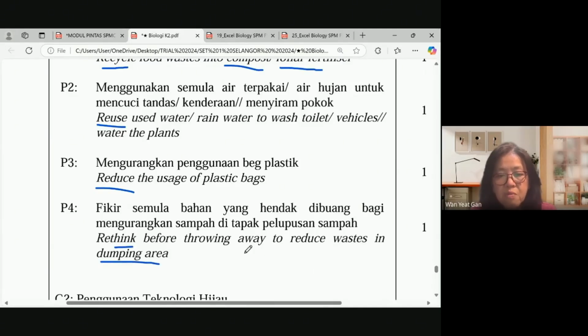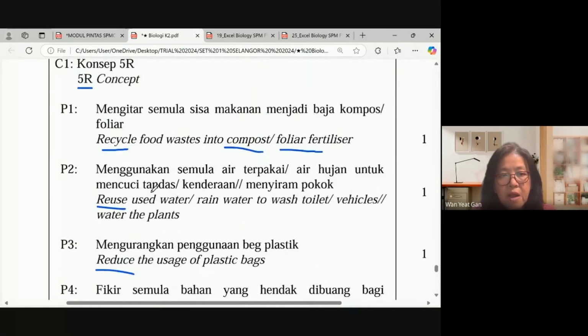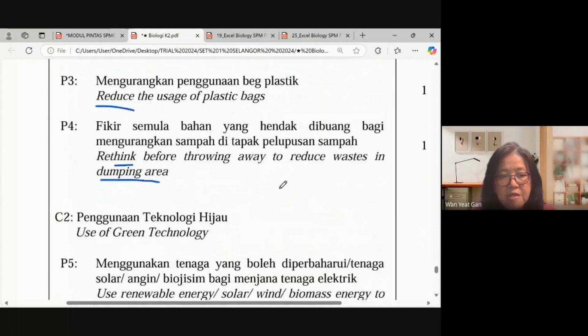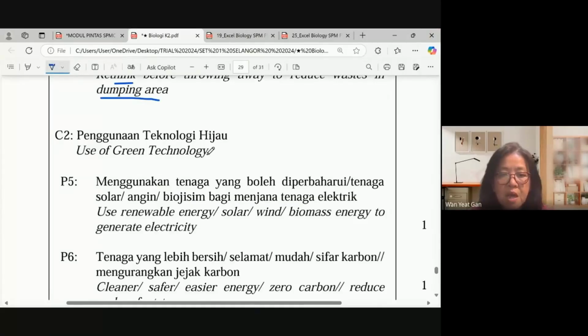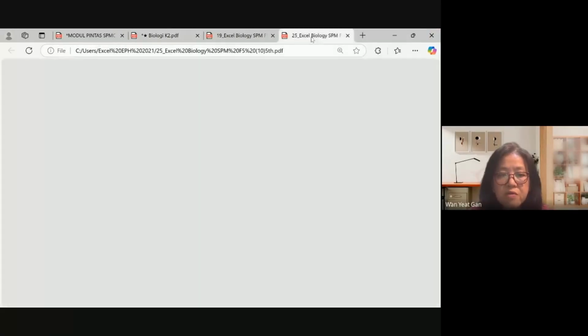So if we repurpose or reuse the thing, then we will not have to throw away so much waste. Okay, so this is the aspect of 5R that contributes to environmental sustainability. The second aspect is the use of green technology. So what is green technology?